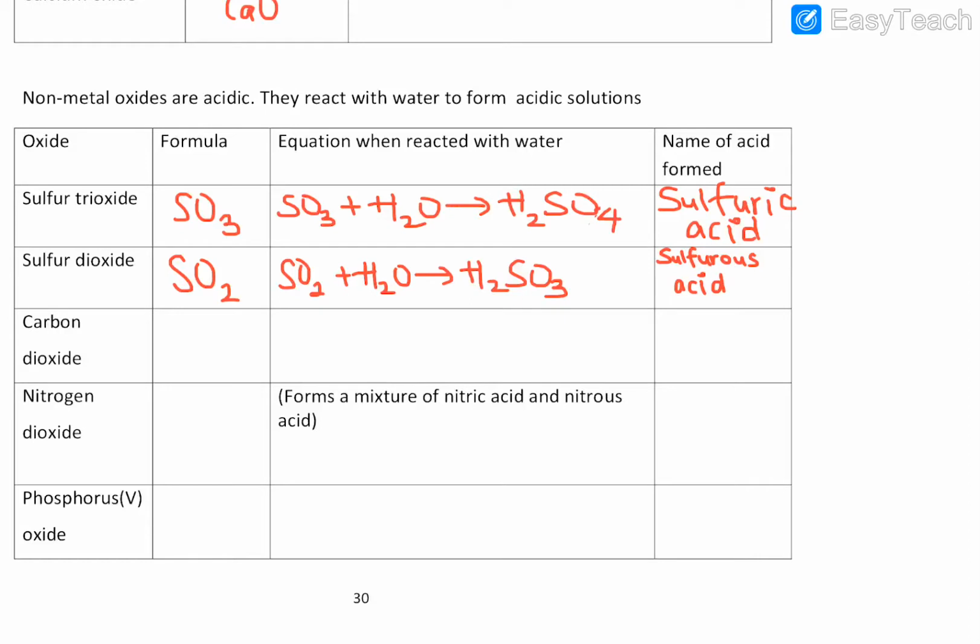Be careful. Carbon dioxide will form carbonic acid. Here you'll have a mixture of nitric acid and nitrous acid. You don't need to know the equation for this one because you have a mixture here. And phosphorus(V) oxide is going to form phosphoric acid. Make sure that the equation is balanced over here.